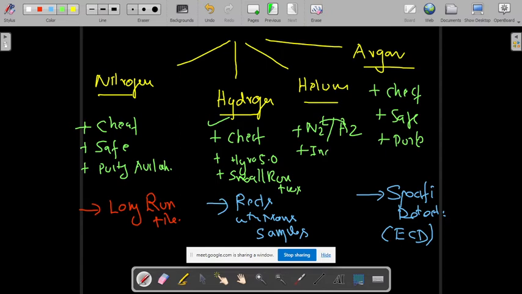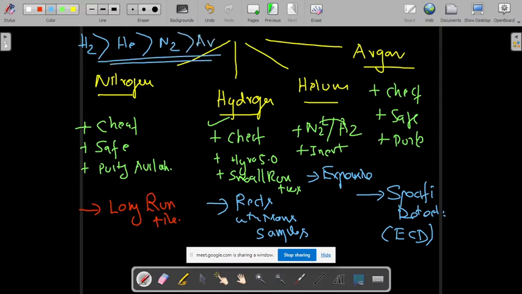But everything comes with a price, right? Helium is highly expensive. That is the main problem with helium. So most preferred is hydrogen. If you see the order of preference, first is hydrogen, then helium, then nitrogen, then argon.